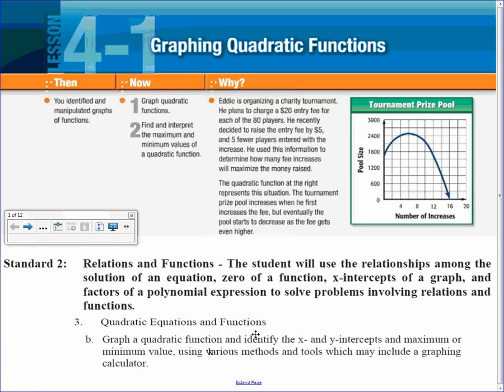Today we are looking at lesson 4.1, part 2, or 4.1b. Our goal today is to find and interpret the maximum and minimum values of a quadratic function. We'll also be determining the domain and the range of these quadratics today.